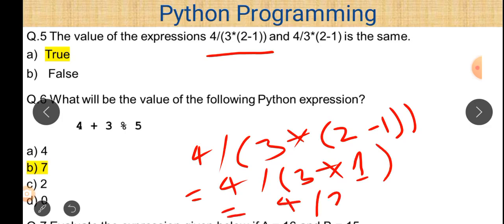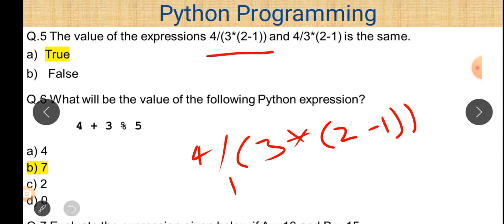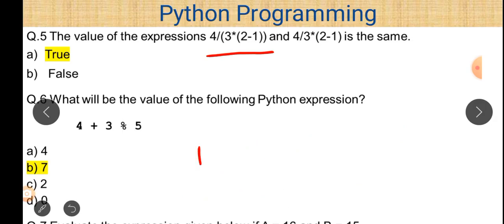Then we get 4 / 3. Okay, always remember that when we use the division operator, the answer is always in the form of a float value. Now let us take the second expression given in this question.